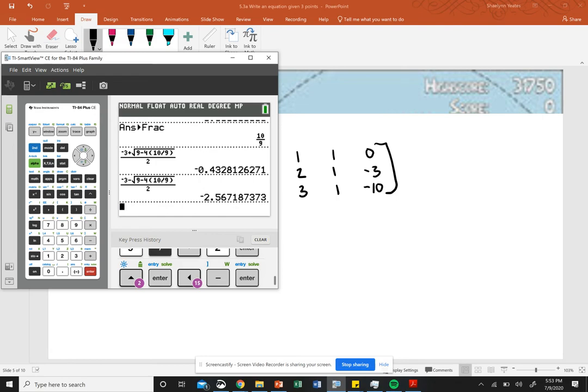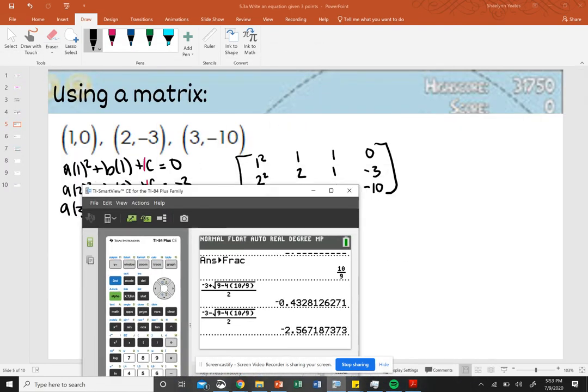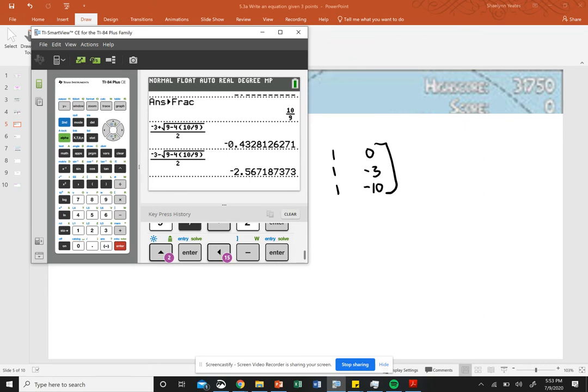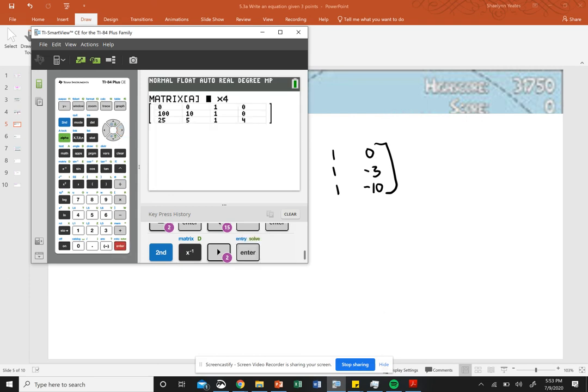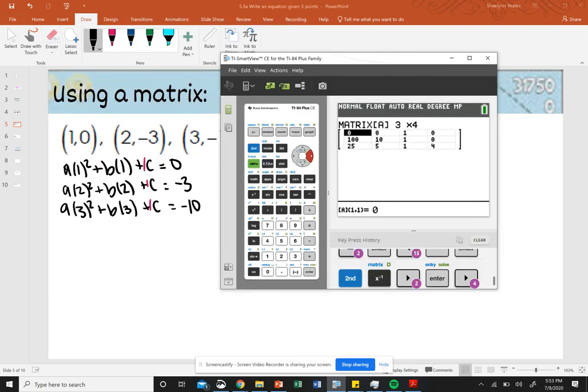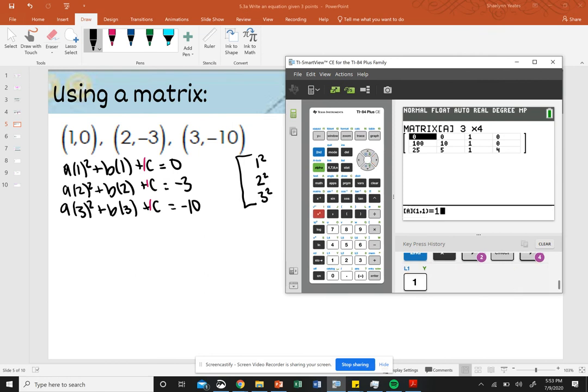So I'm going to do second, and then above x to the negative 1 says matrix. We're going to go to edit, and we want a 3 by 4 matrix. If yours doesn't say 3 by 4, change it so it says 3 by 4. Okay, and then my first row, I want 1 squared. And then I want 2 squared in this one. I'm going down this way because then I can see everything at once. You can do any order that you want for these.